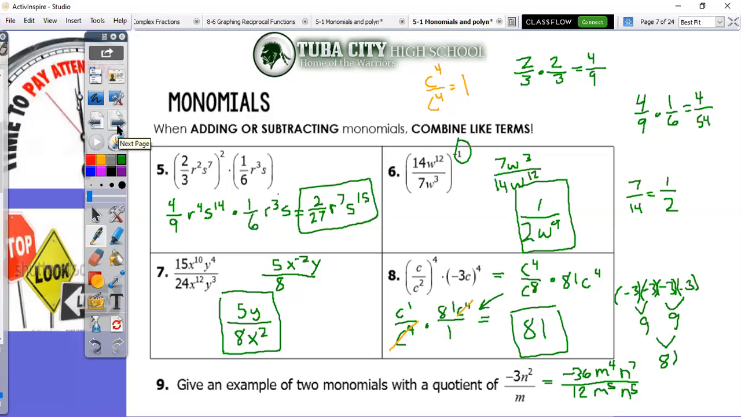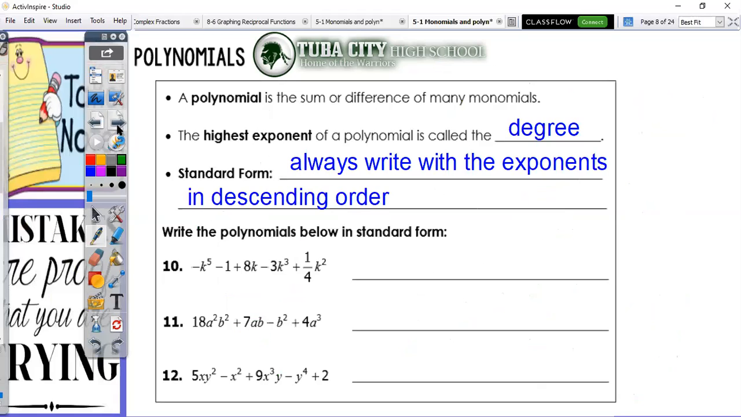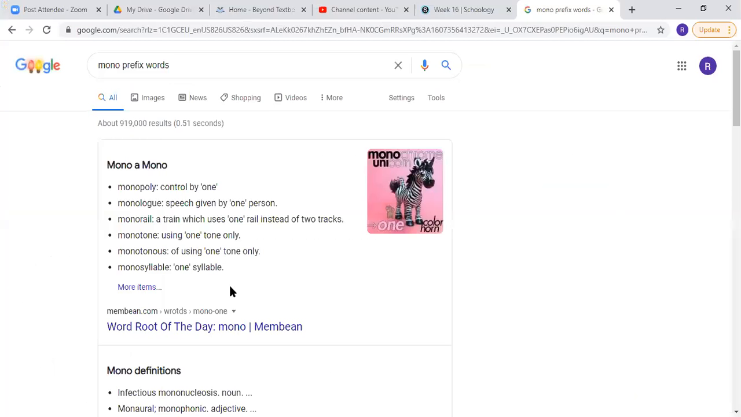Okay, let's go ahead and move on to the next thing, and that is polynomials. Now here, let's do this. I'm going to move over to the internet, just to show you the difference between poly and mono. So you can always do this. I would suggest you do this too. So I already have it kind of written out. So here I have an internet search already going.